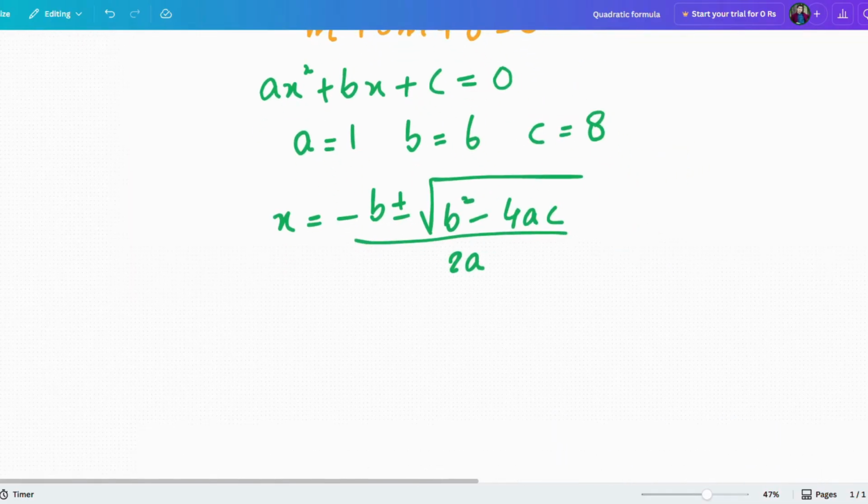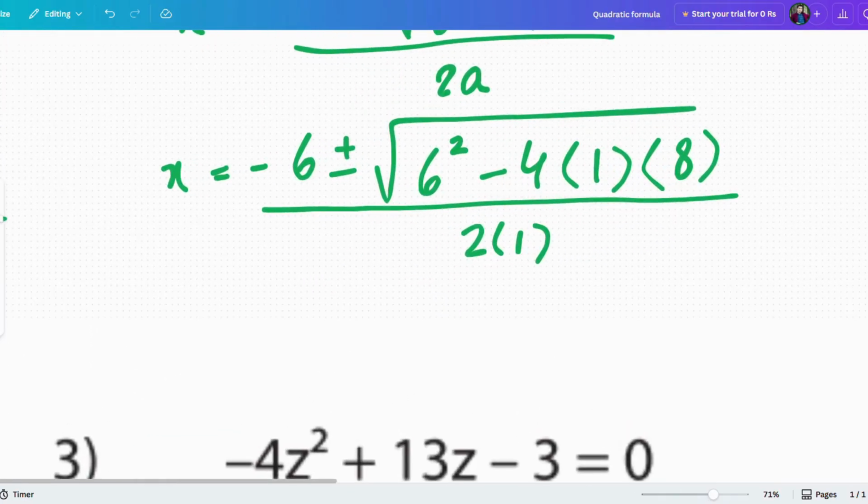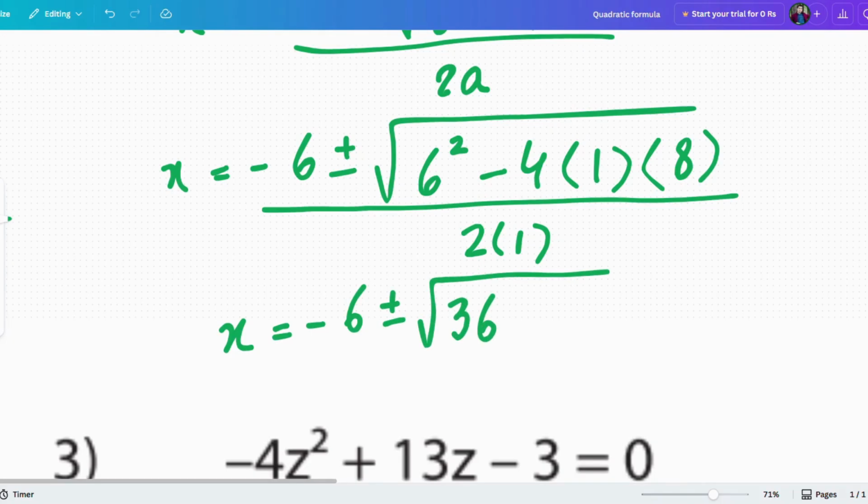Now we'll put those values into the quadratic formula. So now x equals, what is the value of b? That is 6, right? So I'll put it into the quadratic formula: minus 6 plus minus radical 6 square minus 4ac, and all of it divided by 2a. Let me quickly write it down. x is equivalent to minus 6 plus minus radical 6 square is 36, and 4 times 8 is 32, divided by 2.